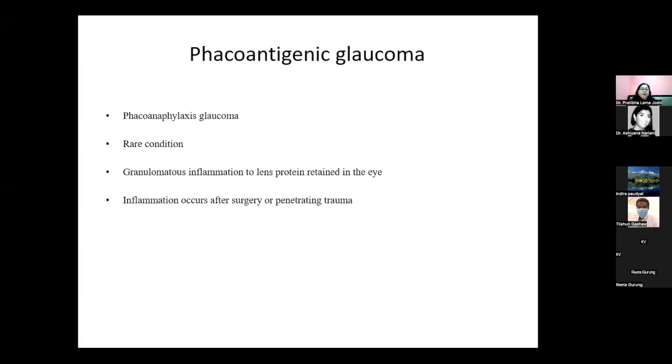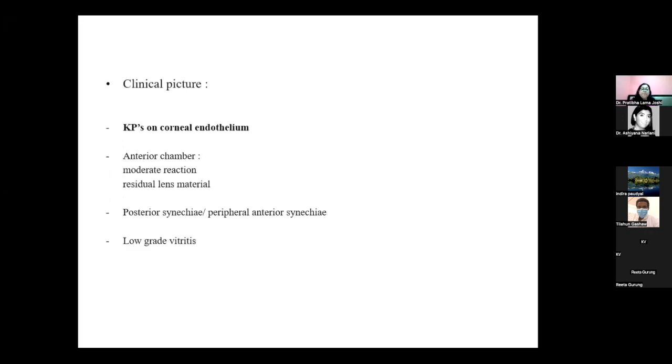Phacoantigenic glaucoma, also known as phacoanaphylaxis glaucoma. It is a rare condition. In this condition, the patient is sensitized to its own lens particles, and there is granulomatous inflammation, and the inflammation usually occurs after surgery or penetrating trauma.